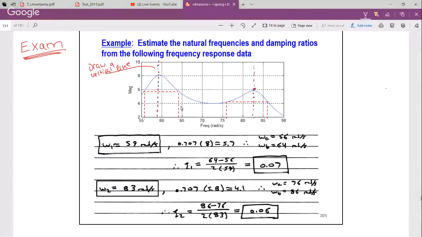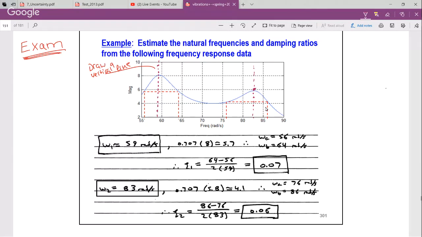Any questions? Similarly over here, the peak value here is about 5.8. We see that? Multiplied by 0.707, we get 4.1. Draw a horizontal line. This line right here defines my bandwidth. All right, so 76 to 86, my bandwidth is 10.